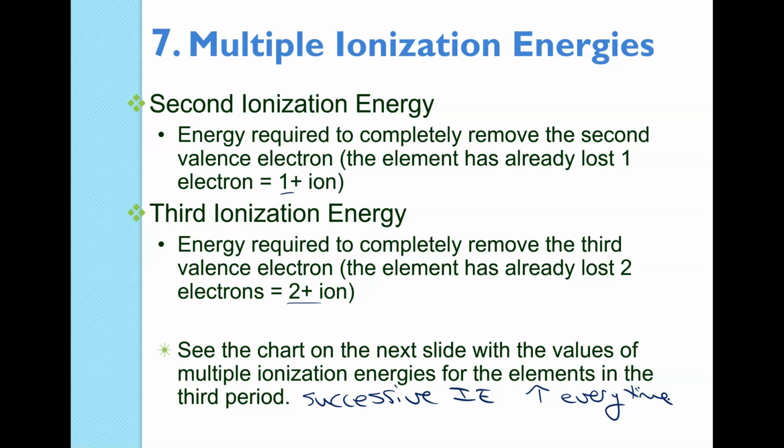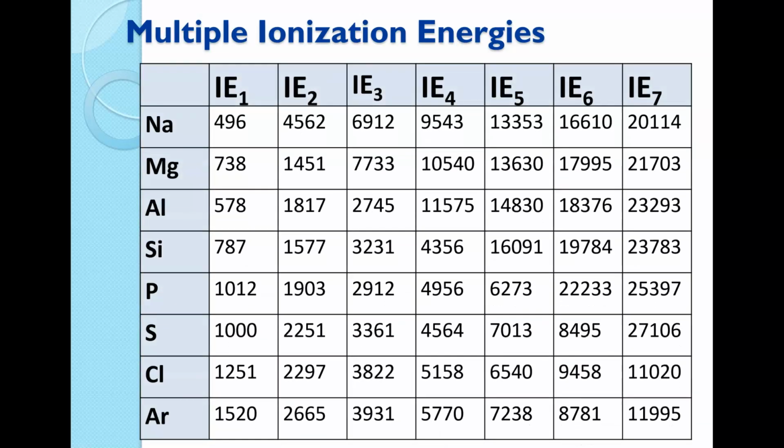Because every time, now you're taking off an additional electron, it is being removed from a positive ion. Okay, they attract each other. And you're trying to take another one off, it gets harder and harder every time. Okay, so this chart should be in your notes. I don't expect you to memorize the numbers, but I do want you to look at it. This is the first electron being removed.